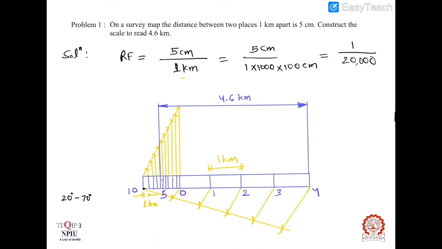If you are asked to measure 2.2 kilometer, then you have to start from here, then go to the right side, 1, 2, and for 0.2 you need to go towards left, 0.1, 0.2. Then this will be your 2.2 kilometer. Okay.